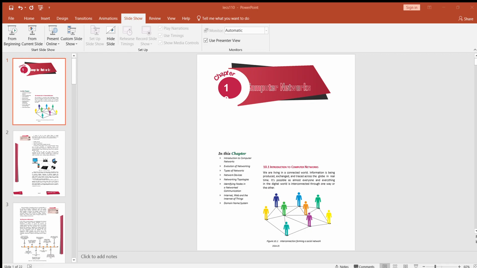So I would love to go to the next part, which is the network devices. We have several network devices that are used to make up the network, the computer networks. And these are, we have examples such as modem, we have the hub, we have the switch, we have the repeater, we have the router, and also gateway, and many others.